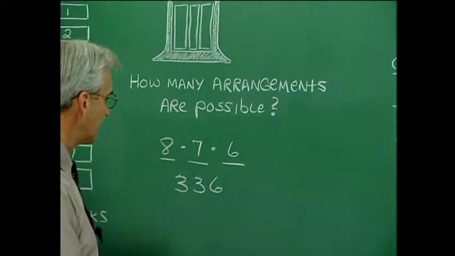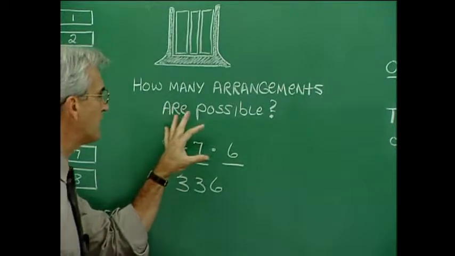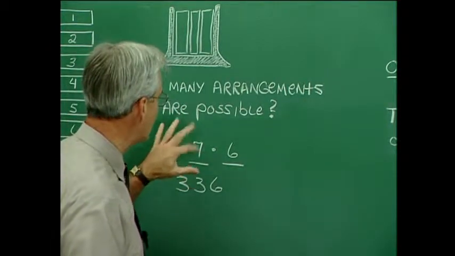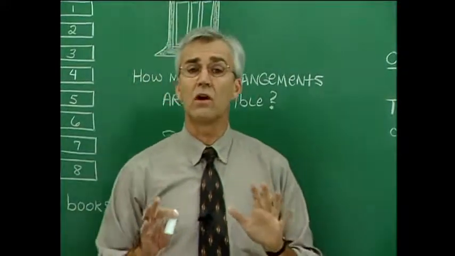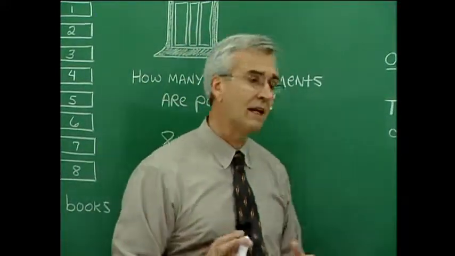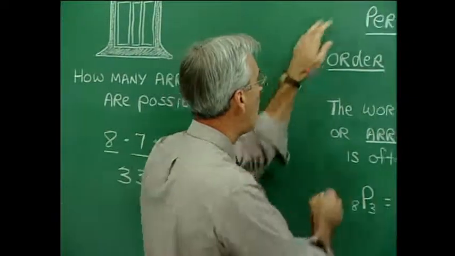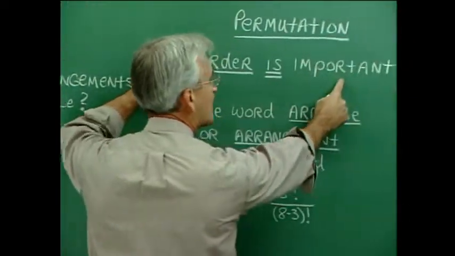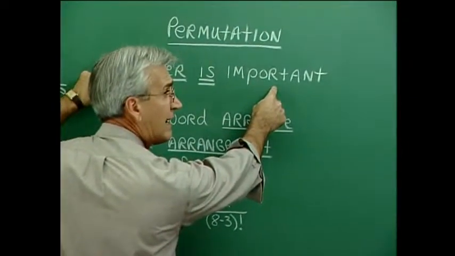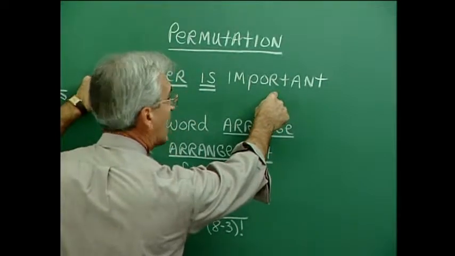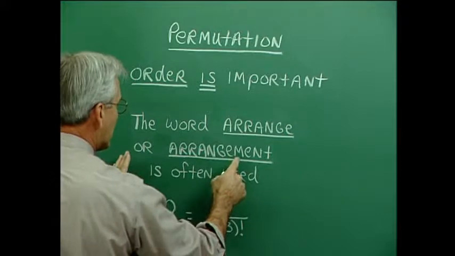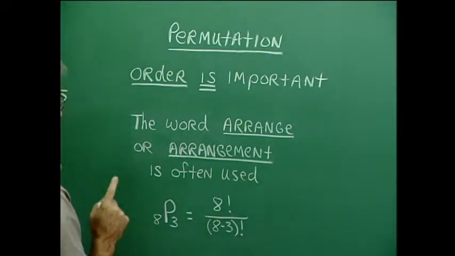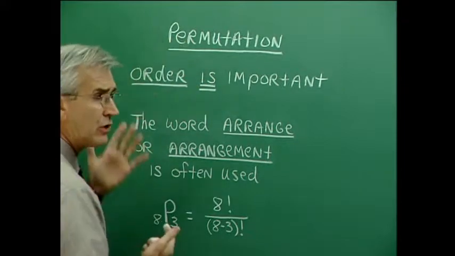Now, this situation has a name. This notion about order being important and so forth, this is called a permutation. And in the notion of permutations, order is an important aspect in the calculation of a permutation. Now, the word arrange or arrangement is often used in this kind of problem. And there's even a formula that's associated with permutation. Now, I'm going to show you the formula here.